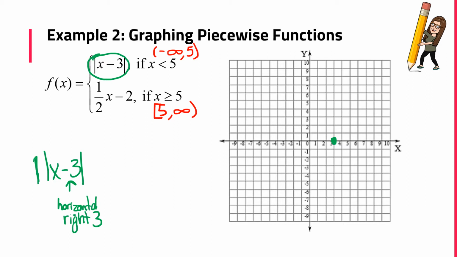Technically there's a 1 and it's positive. So that means it's a positive V going up and its change is 1 over 1. Right? So I've got this perfect parent function V shifted to the right 3. So if you need more help with graphing absolute values, see my other videos.